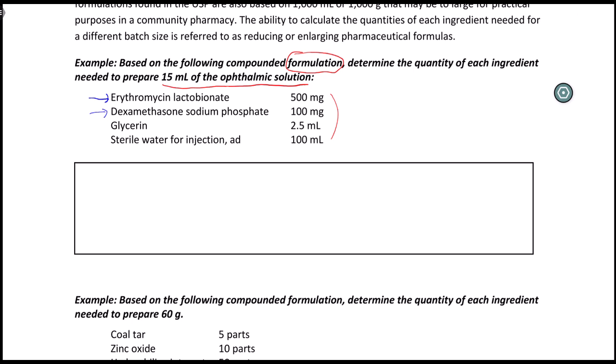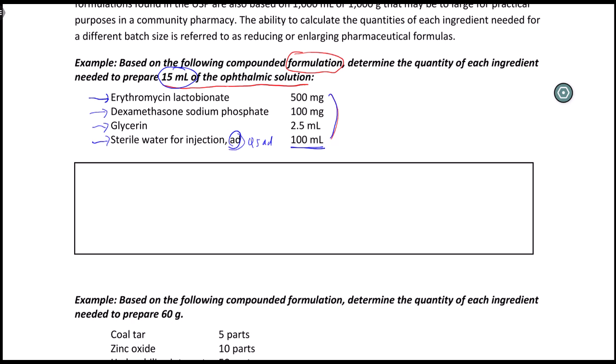We're going to be using glycerin. And then after we mix those 3 ingredients, we're going to QS with sterile water up to 100 mLs. Now the question is that we only want to make 15 mLs, but this formula is for 100 mLs. How do I know it's for 100 mLs? The last ingredient says AD, or you might see QSAD. It means a sufficient quantity to 100 mLs. So you add everything up to 100 mLs. So this formula is for 100 mLs. We only want to make 15 mLs. All we're doing here is just doing ratios and proportions.